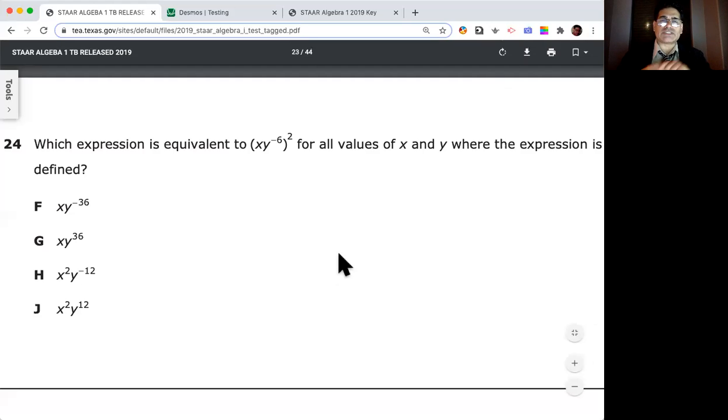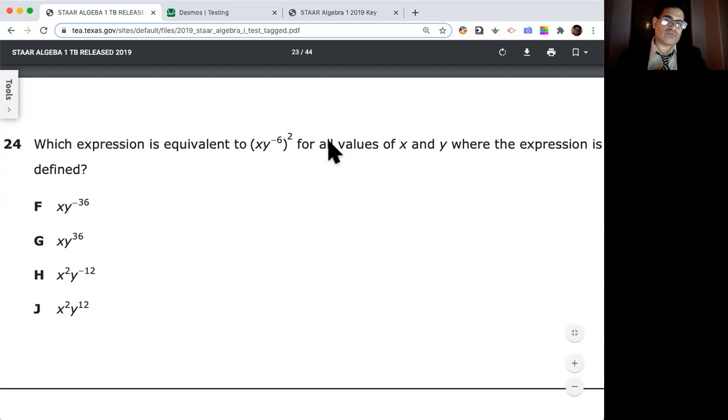Which expression is equivalent to (xy^-6) squared, for x and y where the expression is defined? Looking at my answers, it seems all that is done to this one is that they've multiplied the exponents. That appears to be all they've done. They've taken this expression and squared it.